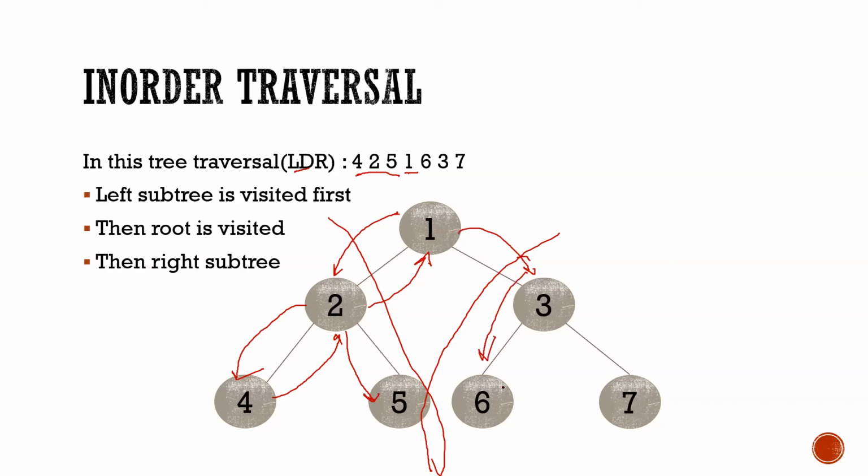And then the data part 3, the root node for the 6 and 7 subtree is 3. And then after that, the right node, that is 7. So this is how the recursion will work here.